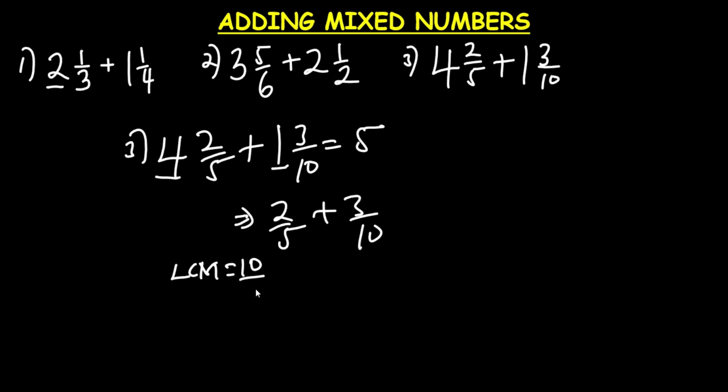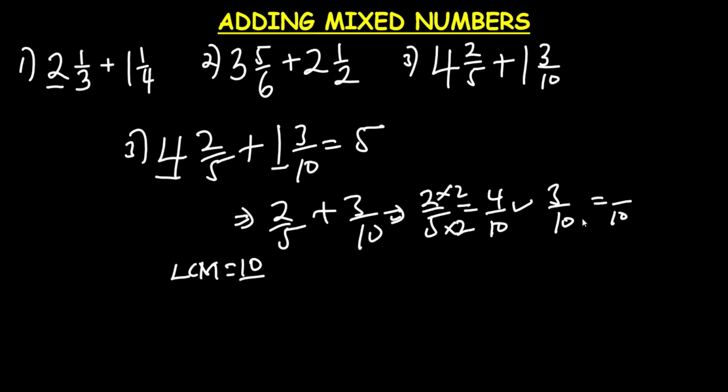The LCM is 10. And then I take the fractions one after the other. So 2 over 5, and I equate it to the LCM, which is 10. 5 times what number will give me 10? 5 times 2 will give me 10, and 2 times 2 is 4. And then I take the second one, which is 3 over 10. I equate it to the LCM. 10 times 1 will give me 10. So over here, 3 times 1 is 3.